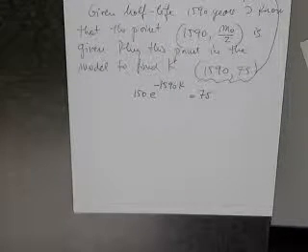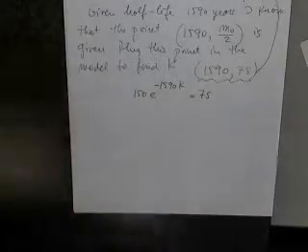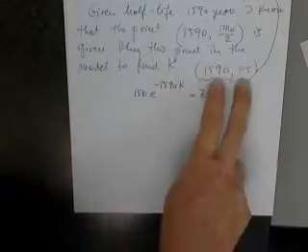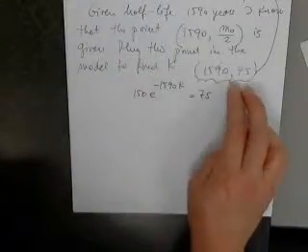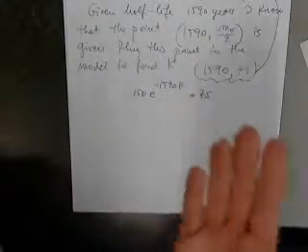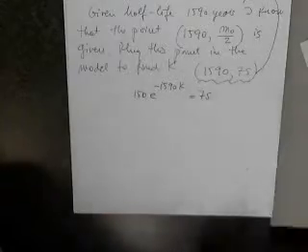Yes, there is a formula in your book. If you want to use the formula, you can. But formulas will go away. But the rationale, I think it's clear. I'm plugging in this point. 75 must equal 150 e to negative 1590 years times k. Okay, what do I do now?